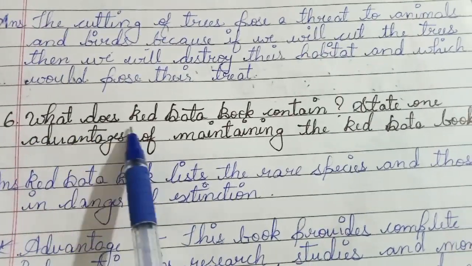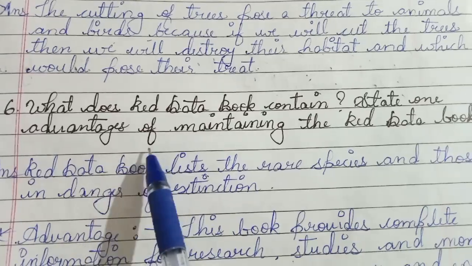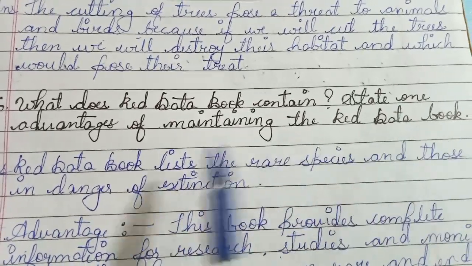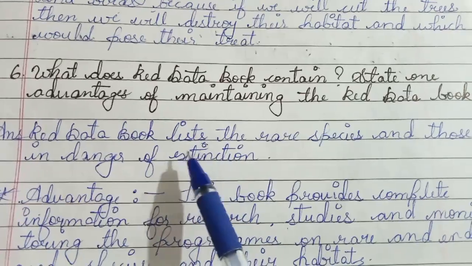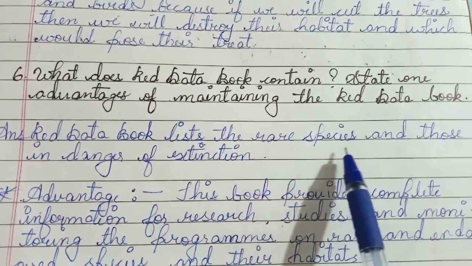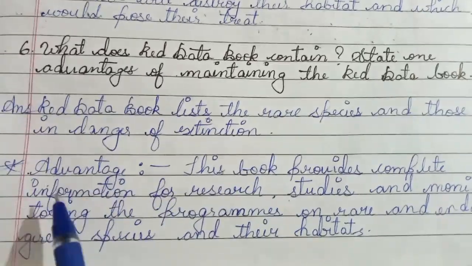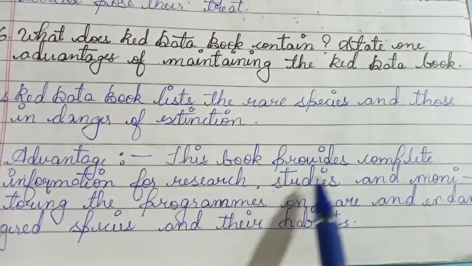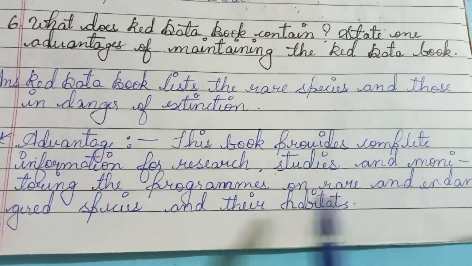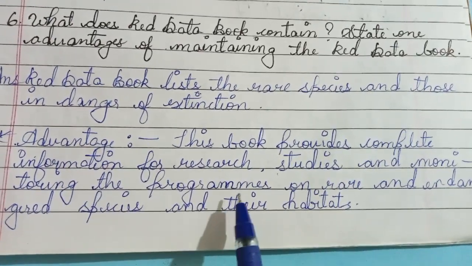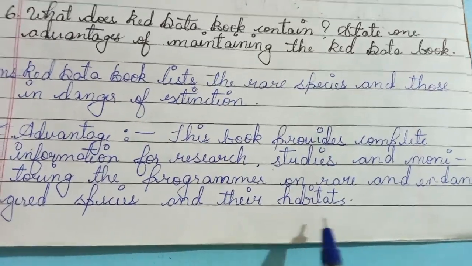6. What does Red Data Book contain? State 1 advantage of maintaining the Red Data Book. Answer: Red Data Book lists the rare species and those in danger of extinction. Advantages: this book provides complete information for research, studies and monitoring the programs on rare and endangered species and their habitats.